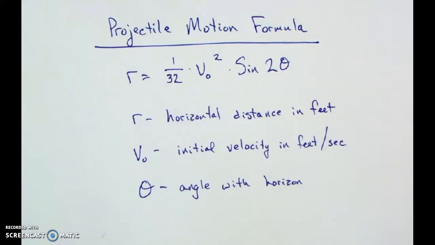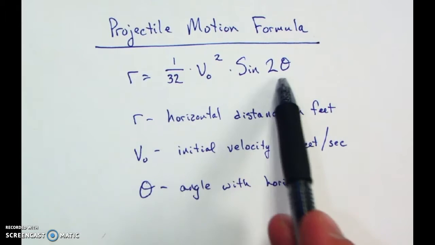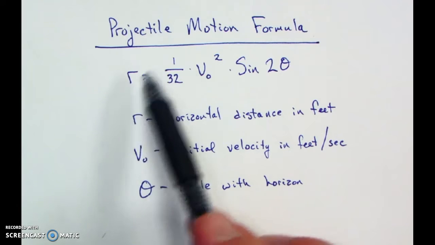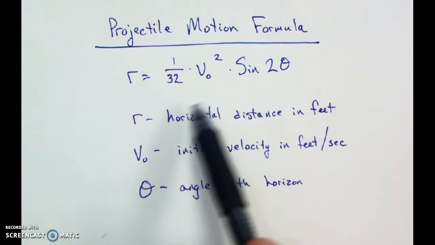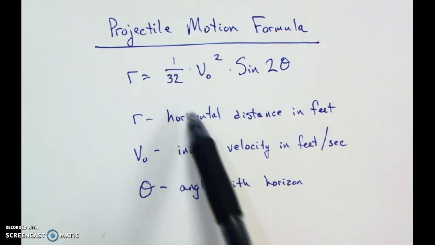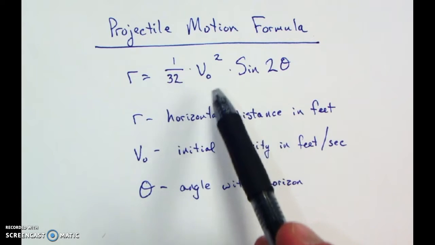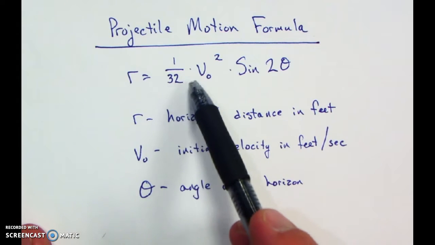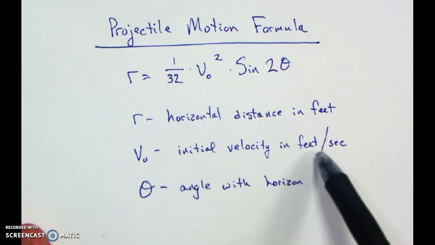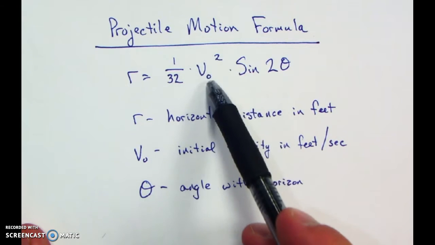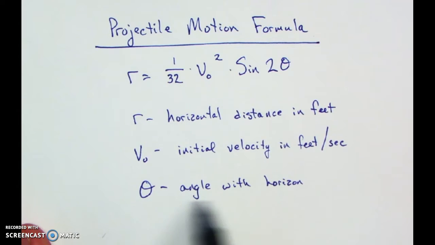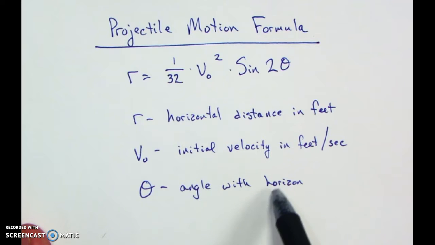Next we're looking at our projectile motion formula given to us here. Now that is our horizontal distance in feet that this projectile is going to be launched. And we're measuring that horizontal distance across there as we launch it upward. We've worked with similar formulas before. So we have 1/32 times our initial velocity, and that's measured in feet per second. Now we're squaring that initial velocity, and we have that times the sine of 2 theta. Now our angle theta, that is the angle with the horizon at which our projectile is being launched.